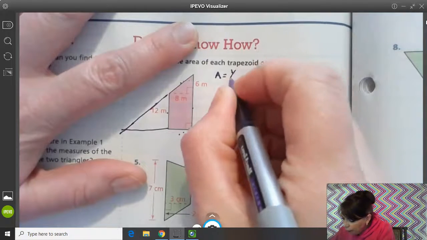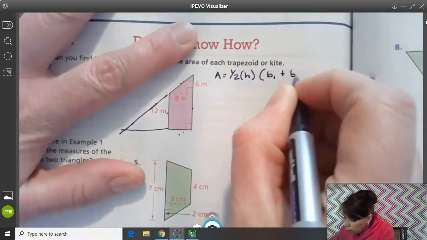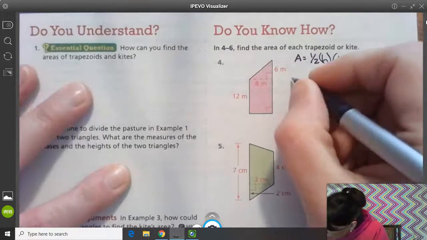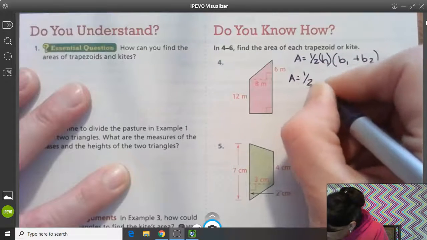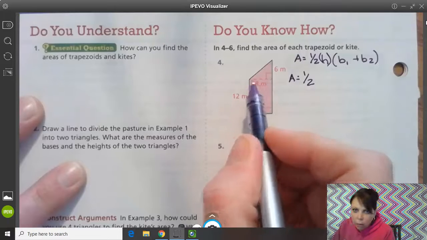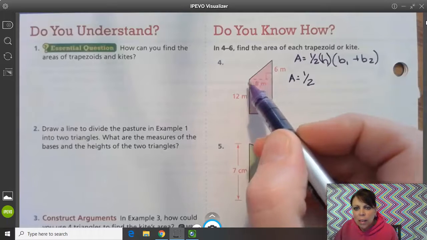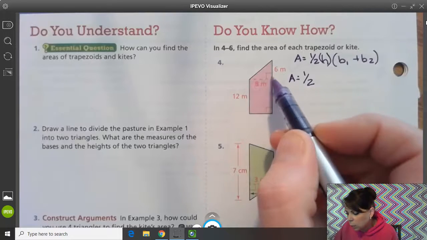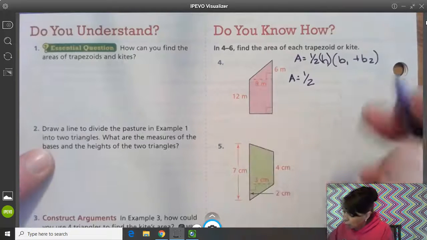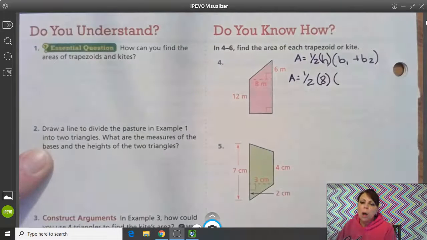Area equals half of the height times base 1 plus base 2. Okay, so we're going to go ahead and plug this in. A equals half. The height here is measured going this way. You will be able to identify it by that dashed line that was sketched in for you with the little right angle box that was put there. This pink dashed line always is the height. It's always indicating the height. So in this case, it's 8 times base 1 plus base 2.